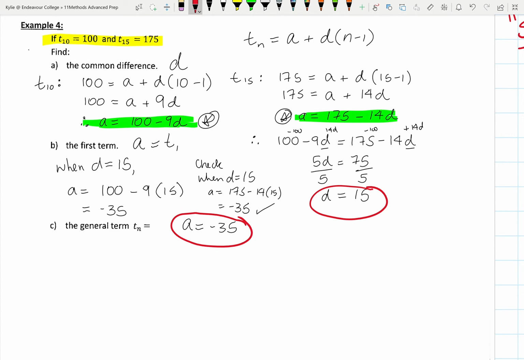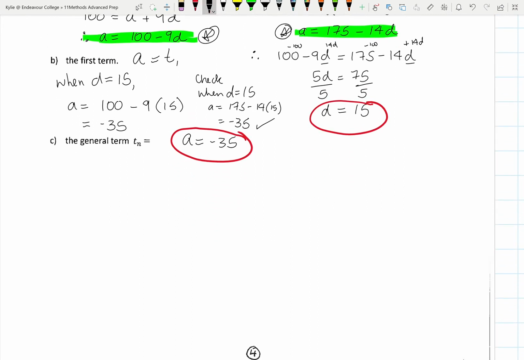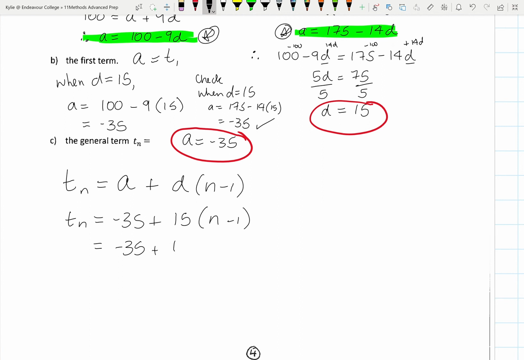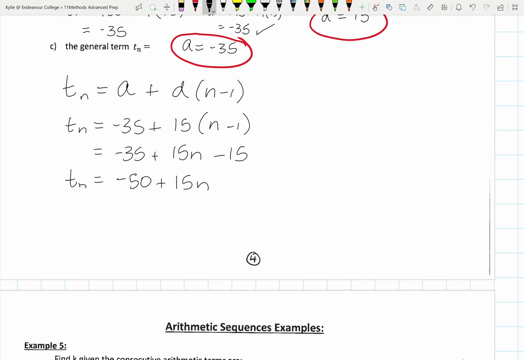Now that we've got our A and our D value, we can put them together in our general term. A reminder that the general term is Tn equals A plus D outside of n minus 1. So Tn equals negative 35 plus 15 outside of n minus 1. We expand and collect like terms. So Tn equals negative 50 plus 15n, or you can equally write it Tn equals 15n minus 50. And that's it.